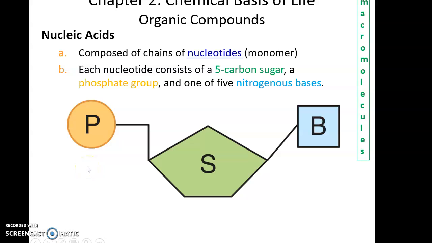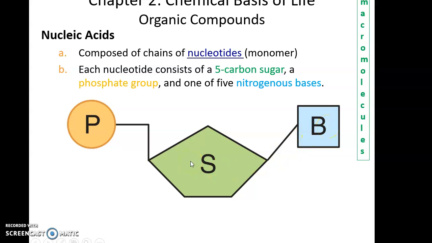All right, moving on to nucleic acids, the last of the macromolecules important for living things. Nucleic acids are composed of nucleotides. So the monomer for nucleic acids are nucleotides. Here is a cartoon of a nucleotide. A nucleotide has three main components. It has a phosphate group, it has a 5-carbon sugar, and it has a nitrogenous base. So phosphate group, 5-carbon sugar, and nitrogenous base.